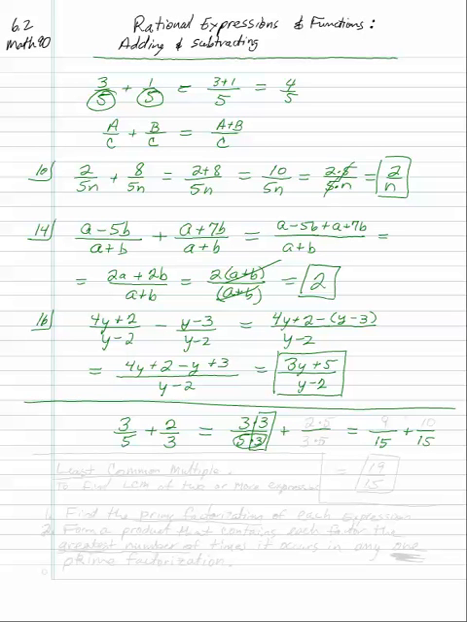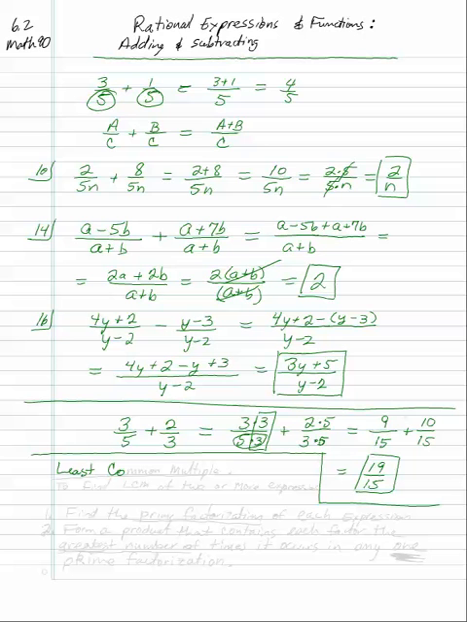3/3 is 1, so I'm allowed to multiply any number times 1. So if I multiply the bottom by 3, I've got to multiply the top by 3. And then for 2/3, I want 15 on the bottom, so I've got to put in a 5 on top. So now I get 9/15 plus 10/15, which gives me 19/15. Okay, so I'm going to use that same technique for adding polynomials or rational expressions.